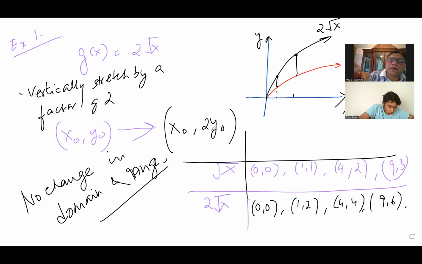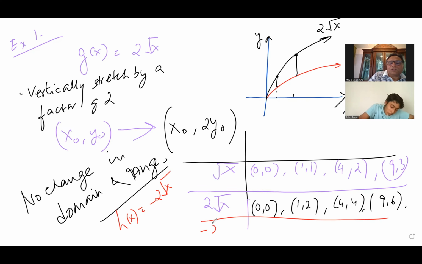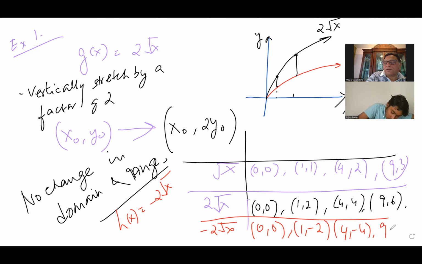Now let me take another function, let us say h of x is equal to minus 2 square root of x. So the a value is negative, right? Yes. So minus 2 square root of x will mean what? The points now will be minus 2y. So 0, 0; 1, minus 2; 4, minus 4; 9, minus 6, correct? So the graph in this case will be going downwards.